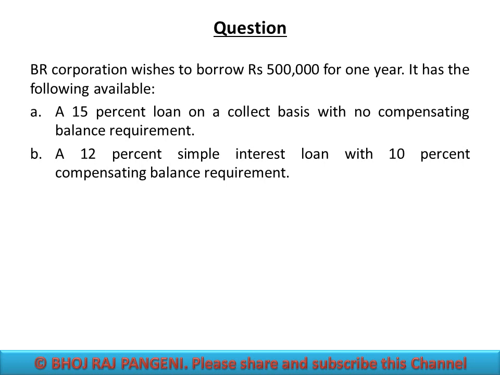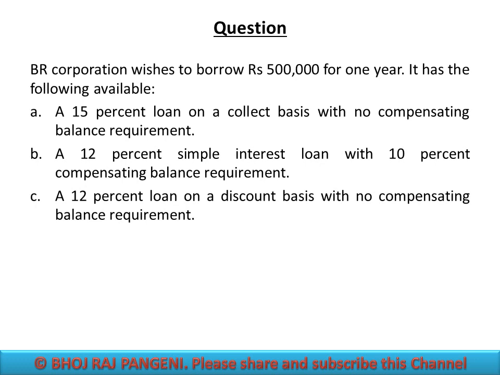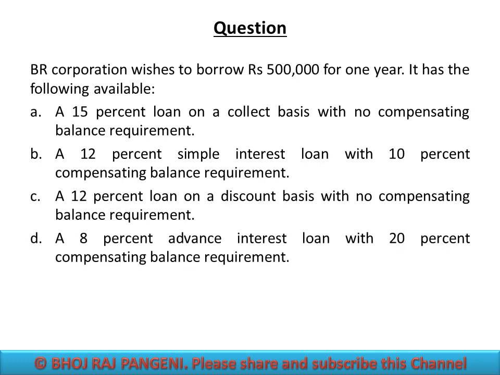Okay, and C, a 12% loan on a discount basis with no compensating balance. And the D one is an 8% advance interest loan with 20% compensating balance.